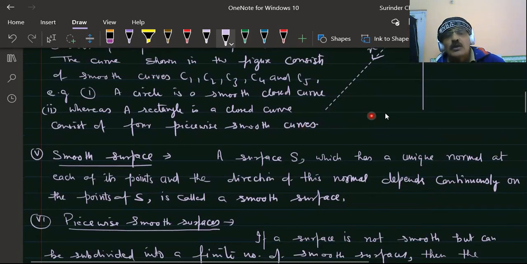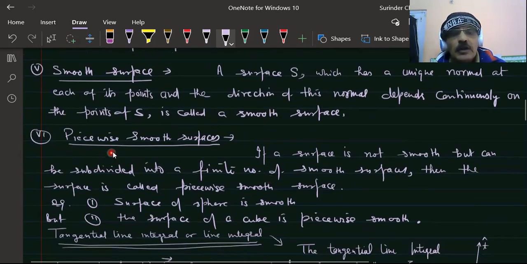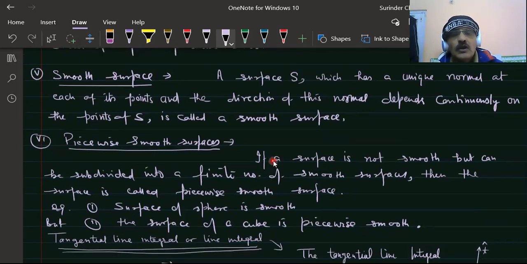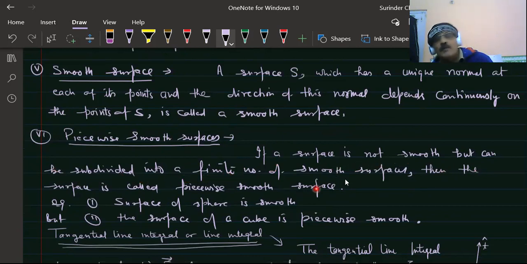Now, smooth surface. Surface means we are talking in three dimensions. A surface is smooth if at each point of the surface we can draw a unique normal. A surface which has a unique normal at each of its points, and the direction of this normal depends continuously upon the point on the surface, is called a smooth surface. The direction of the normal varies from point to point. If a surface is not completely smooth, it can be divided into a finite number of smooth surfaces, and such surfaces are piecewise smooth surfaces.